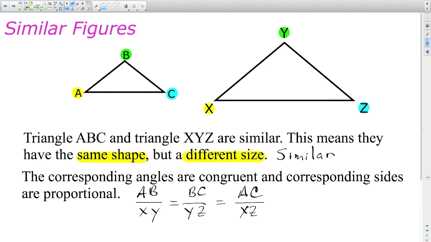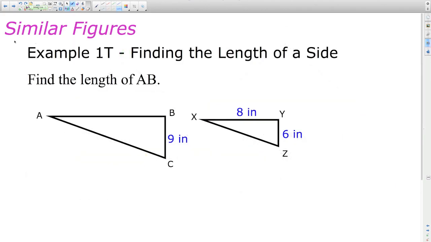And we're going to see how to use this to first find the missing lengths of sides of similar polygons. Here we're working with similar figures in Example 1, finding the length of a side. Find the length of AB. What we're assuming here, since we're working with similar figures, is that triangle ABC is similar to triangle XYZ. And the way we could write that down would be like this: triangle ABC, similar to, that's like a squiggly line. If you're in a Spanish class, that'd be the tilde above the N, and then XYZ.